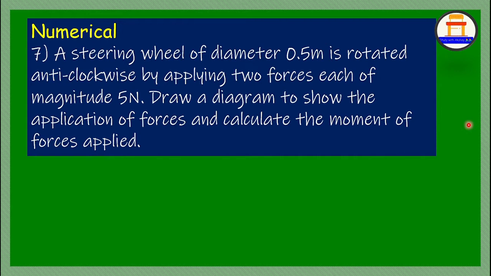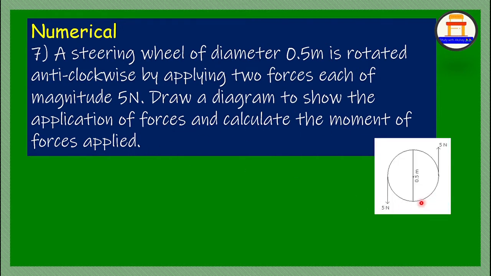Let's not waste time. Let's get started. A steering wheel of diameter 0.5 meter is rotated anti-clockwise by applying two forces, each of magnitude 5 Newton. Draw a diagram to show the application of forces and calculate the moment of force applied.